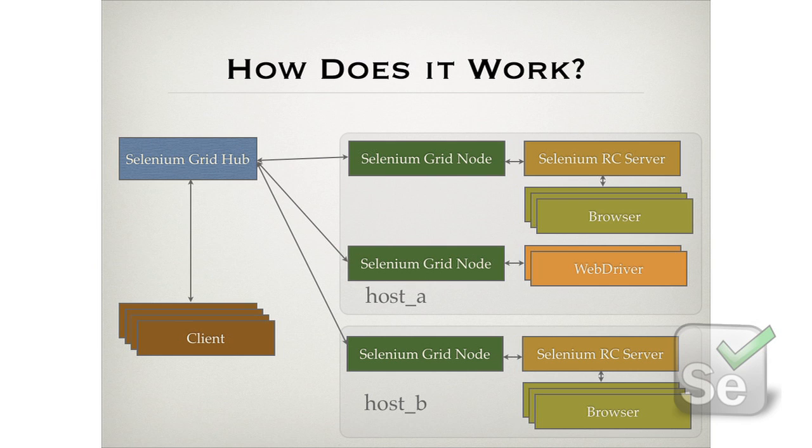The hub, in turn, communicates with the Selenium Grid node. The node is what provides the named environment. So when the client makes a request, it goes to the hub, figures out what nodes are available, and dispatches the request accordingly. A node basically is a lightweight proxy to either a Selenium RC server or a WebDriver instance.